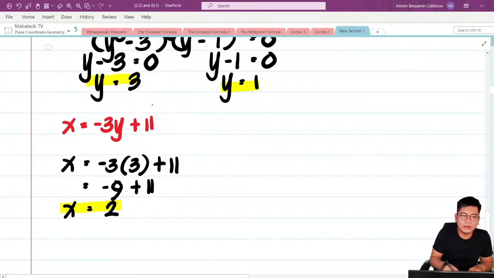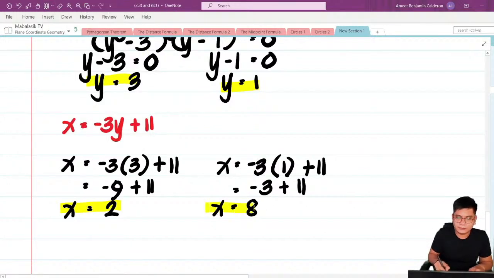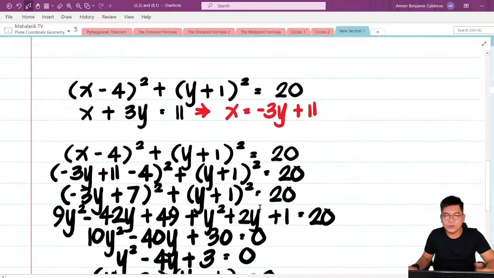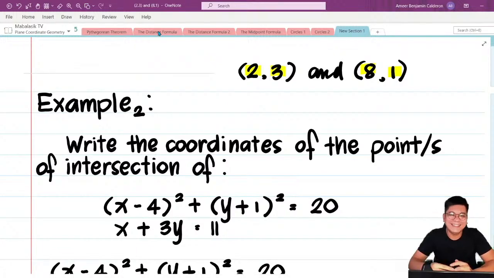How about the other one? So x equals negative 3 times 1 plus 11. So this is now negative 3 plus 11. So x equals 8. Are the x coordinates 2 and 8? 2 and 8. Let us have our last example.